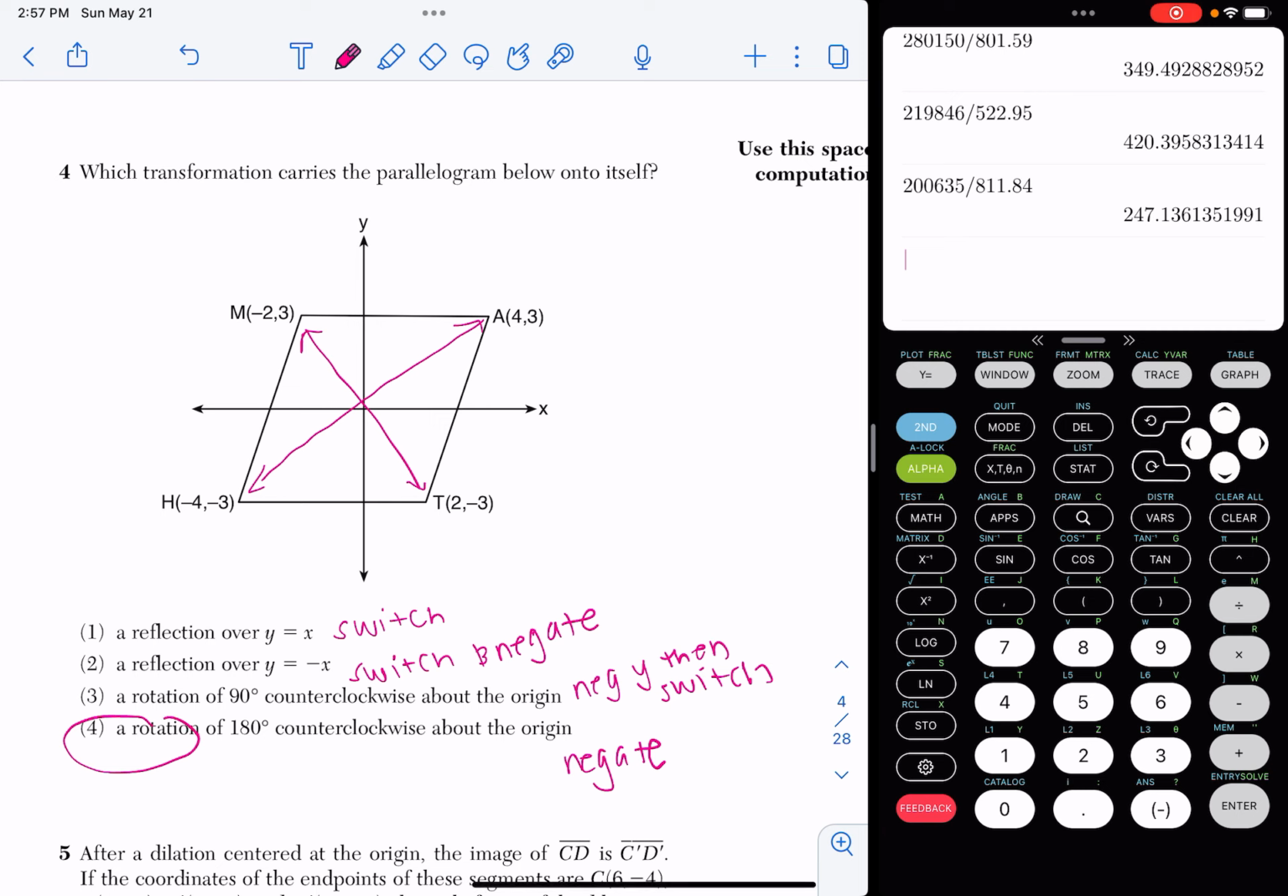You could also get this by taking your paper that you're looking at this parallelogram on and turning it upside down. And you'll see that upside down is 180-degree rotation, and it appears to be the same shape.